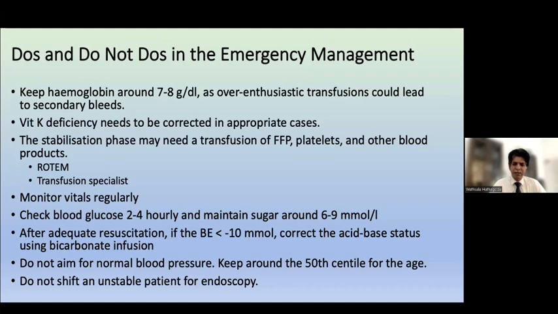After adequate resuscitation, only then are you going to correct the acid-base status, if the base excess is less than -10. Right. Do not aim for normal blood pressure. As I said, keep it around the 50th centile, because it can also cause rebleeding. Do not shift an unstable patient for endoscopy. Do not ask me to do endoscopy on unstable patients, simply because we can't anesthetize these patients. It's going to be a real mess. As I always showed in the management plan, only stable patients go for endoscopy. Remember that.